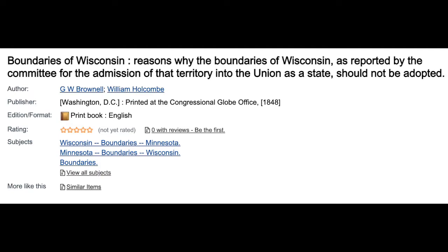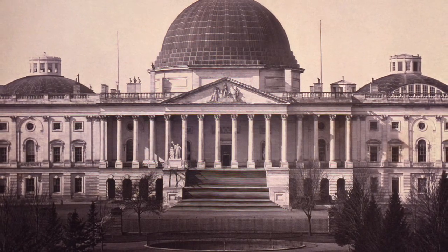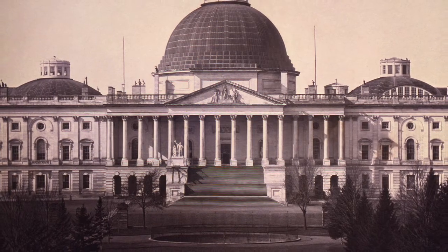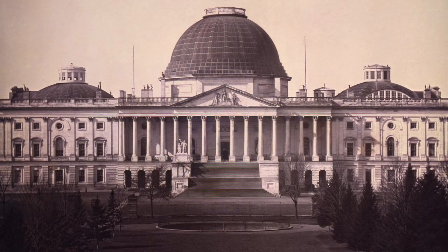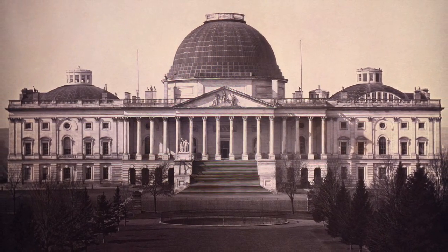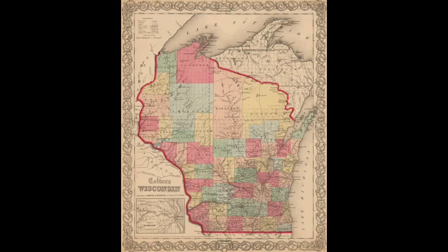While there, he published a 7-page article titled, "Boundaries of Wisconsin: Reasons Why the Boundaries of Wisconsin, as reported by the Committee for the Admission of that Territory into the Union as a State, should not be adopted." However, rather than reject the Constitution and send it back to Wisconsin for renewed debate, Congress decided to ignore the preference for the Rum River Line and accept the boundary that was laid out in the Enabling Act of 1846, arguing that Wisconsin had accepted it despite preferences for another boundary. Therefore, on May 29, 1848, Wisconsin was admitted as the 30th state in the Union, with the western boundary as specified in the Enabling Act.